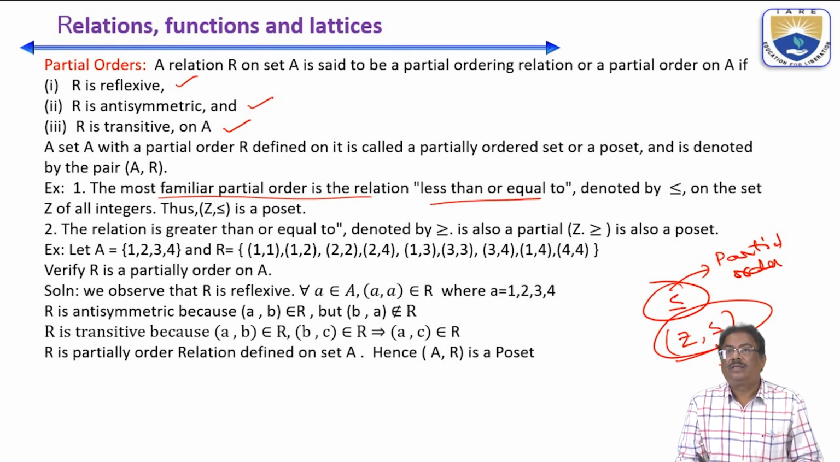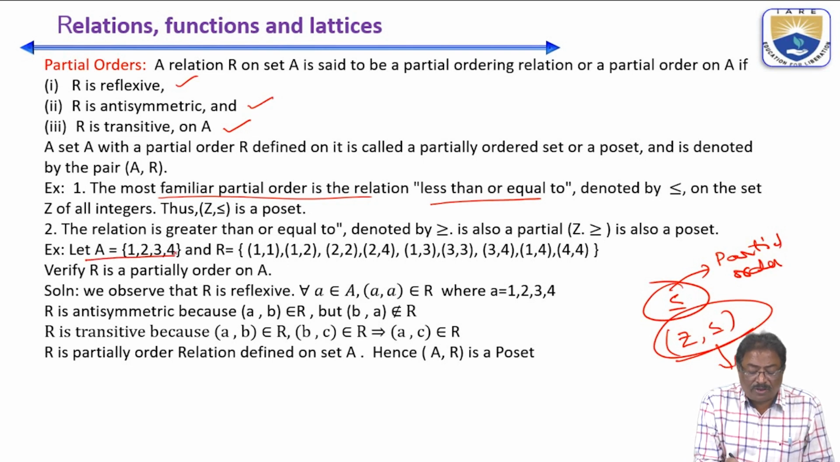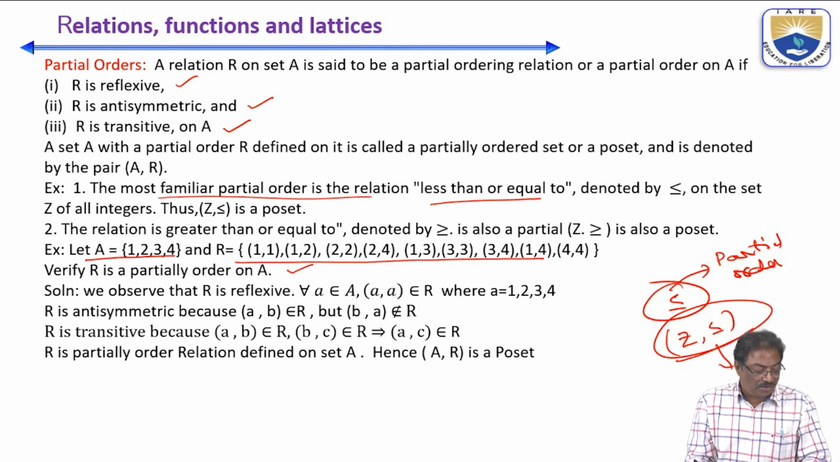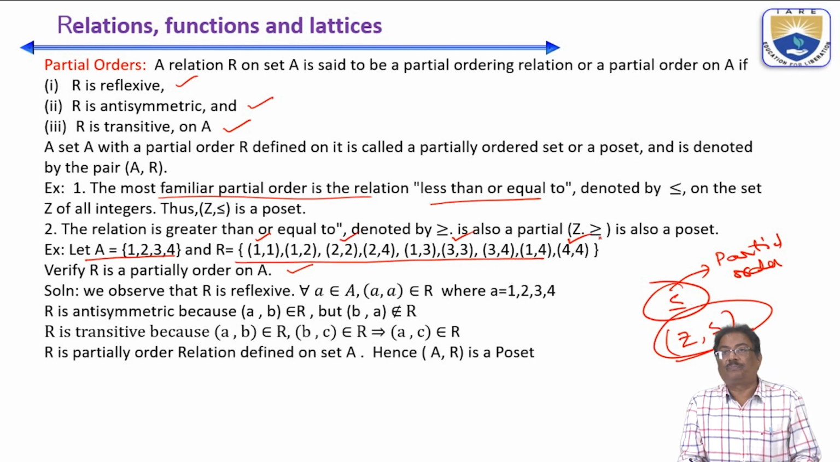So let us go for some examples. Let us go for A is this and R is this, and we are going to verify whether it is a partially ordered relation or not. For that, first of all, it should be reflexive. If I am taking 1, 1 is there; 2, 2 is there; 3, 3 is there; 4, 4 is there. So I can say that it is reflexive.